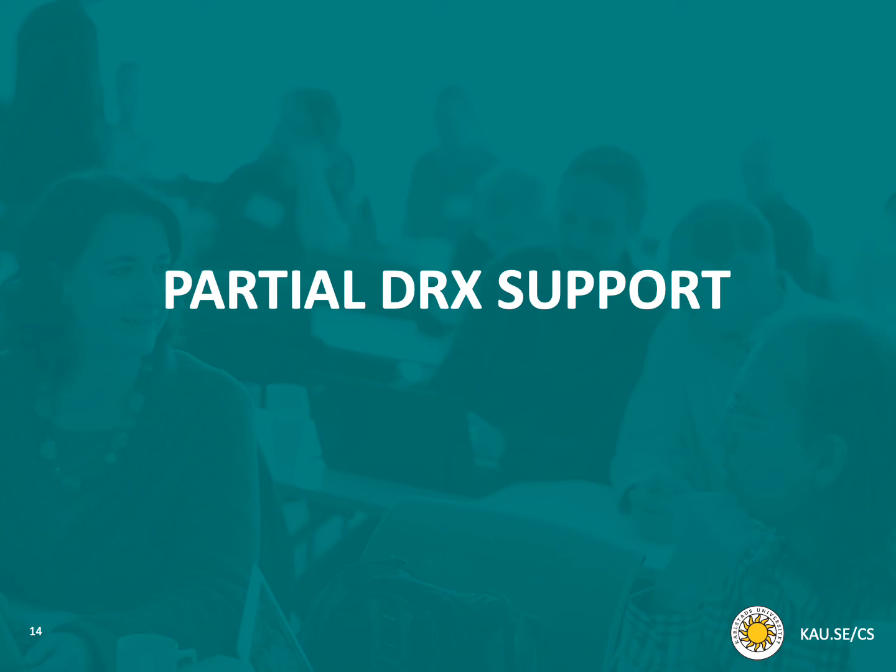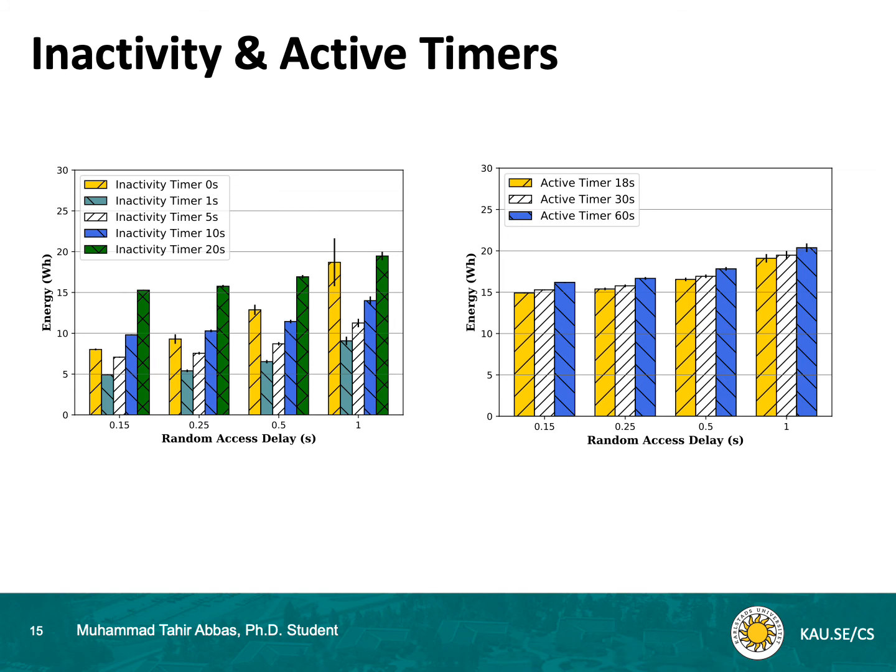Now coming towards the partial DRX support results. In this slide, we will see the impact of inactivity and active timers over the energy consumption when CDRX is disabled. The graph on the left shows the energy consumed for the 5 different inactivity timers, which we can see on the y-axis. We can see different random access delays on the x-axis as well.